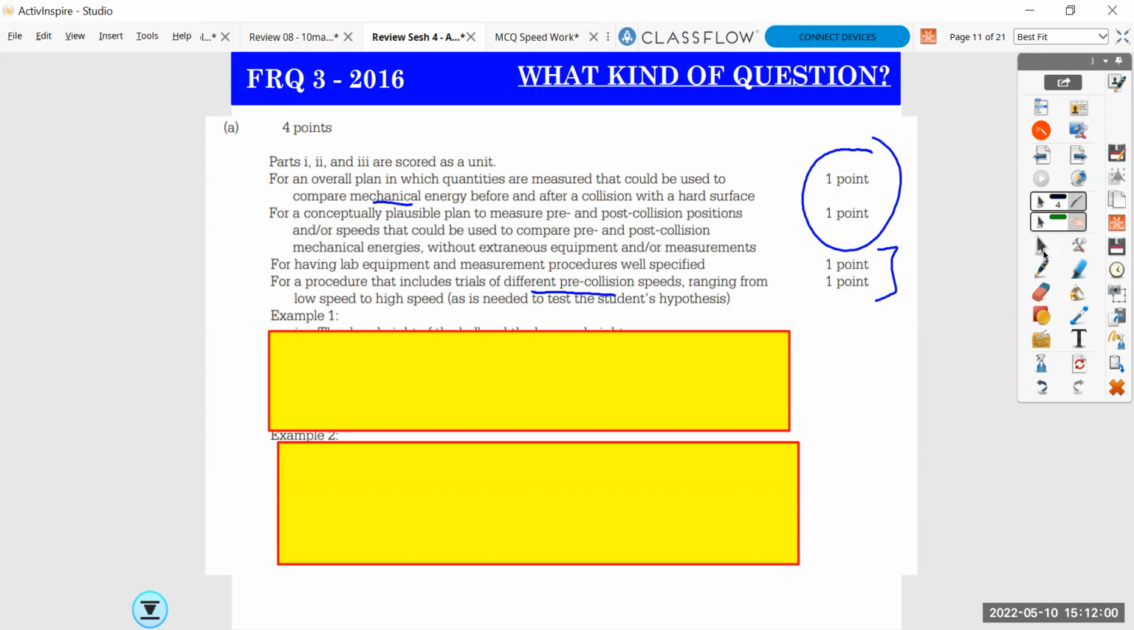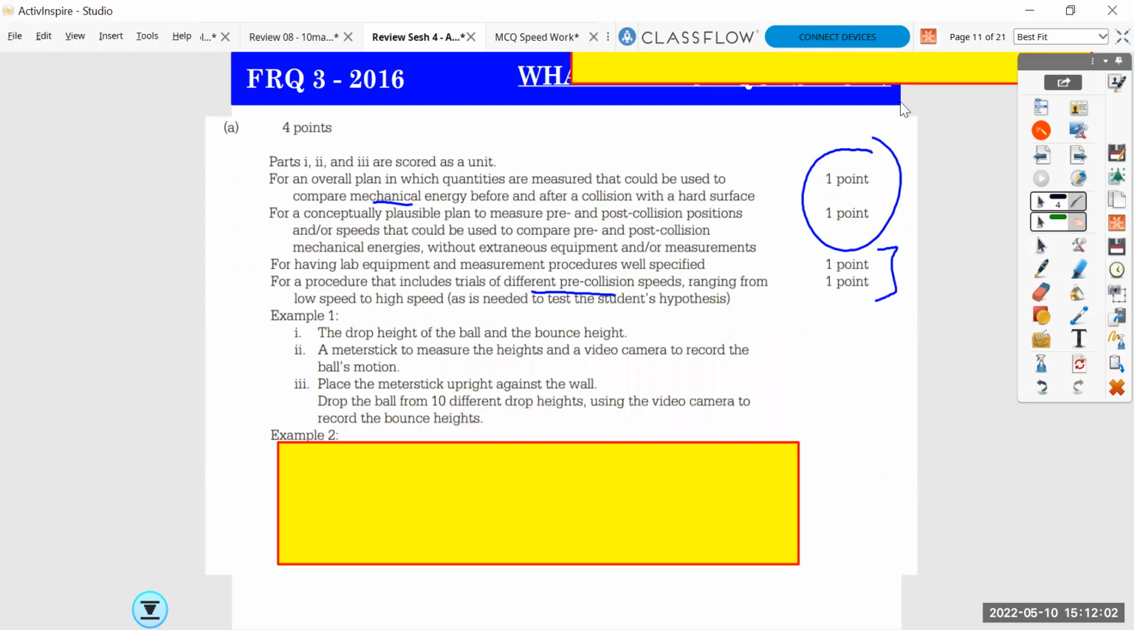So this is actually a fine result. This is literally their example. I could measure the drop height of the ball and the bounce height. I could use a meter stick to measure the heights and a video camera to record the ball's motion. Place the meter stick upright against the wall, drop the ball from 10 different drop heights using the video camera. Done. Not a paragraph, that's 4 points. That's the whole thing. Write as much as you think you need to, but they're not looking for a book, right? They're looking for a clear description.